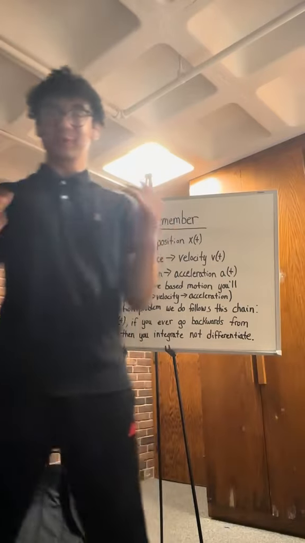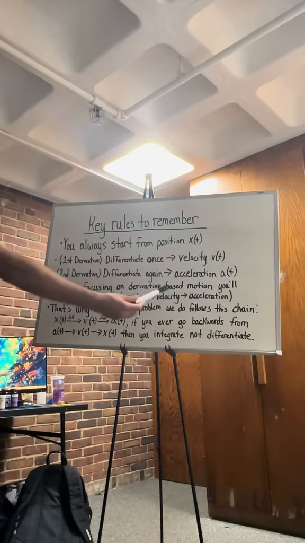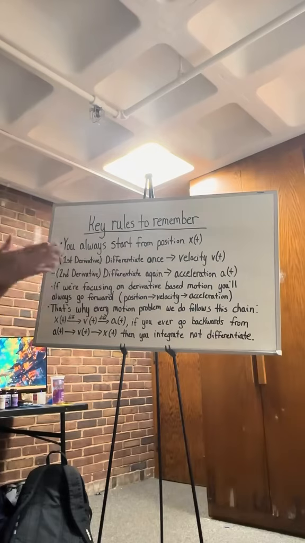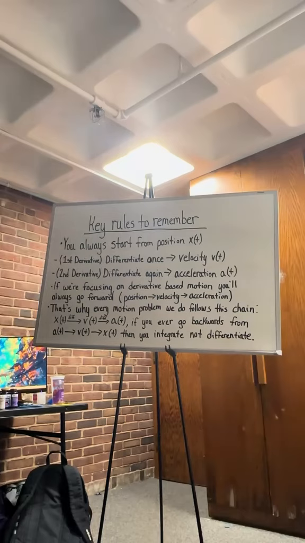So basically, we're now going to be talking about the key rules to remember. As we mentioned before, you always have to start from position x of t. For the first derivative, you have the derivative of position x of t, which then gets you velocity. And then for the second derivative from velocity, you then get acceleration, which would get you a of t. So if we're focusing on derivative-based motion, you'll always go forward. The way the key chain works is you go from position to velocity to acceleration. That's why every motion problem we follow using this chain goes from x of t, which you then differentiate to get v of t, and then you get a of t.